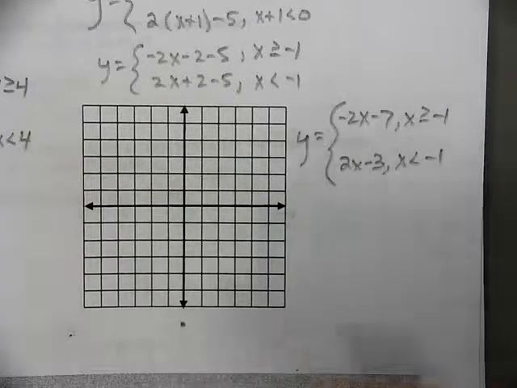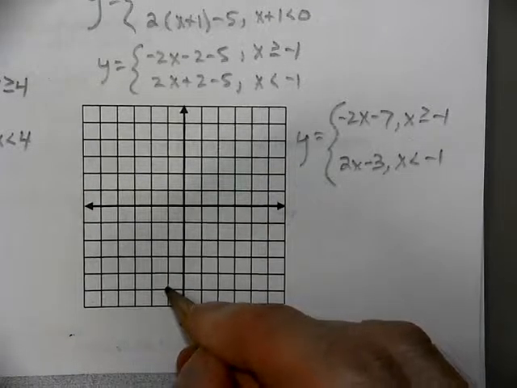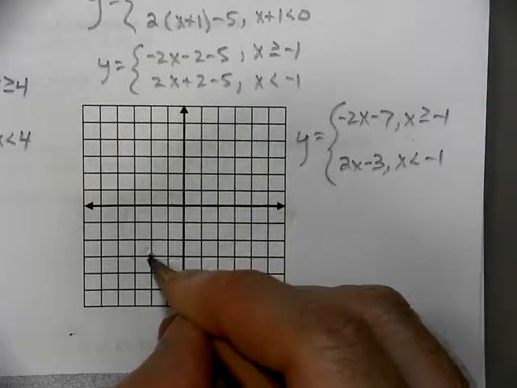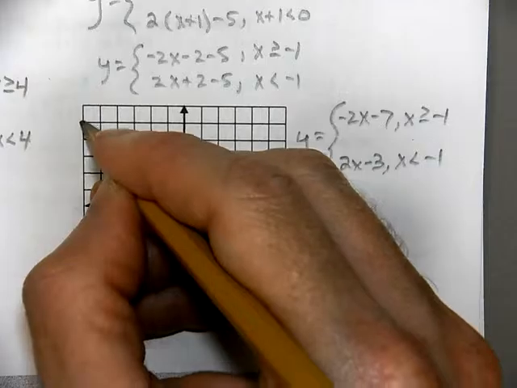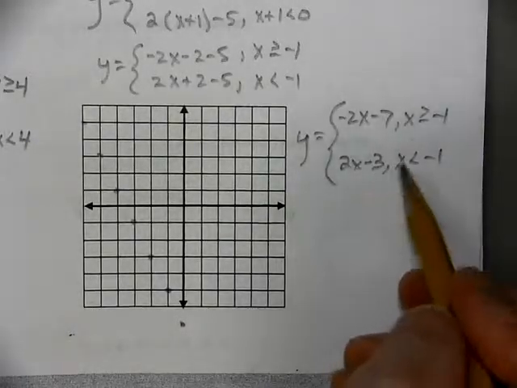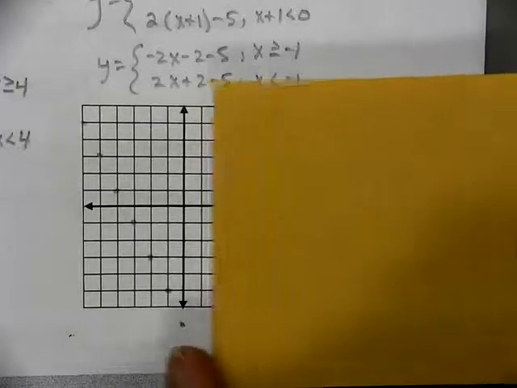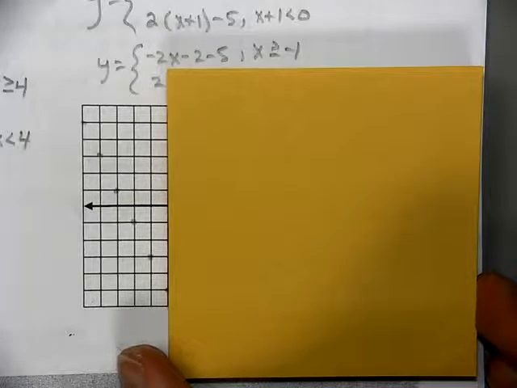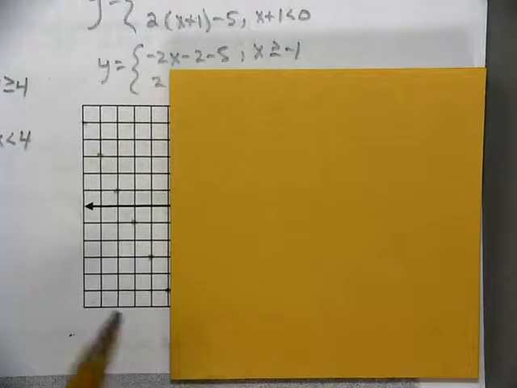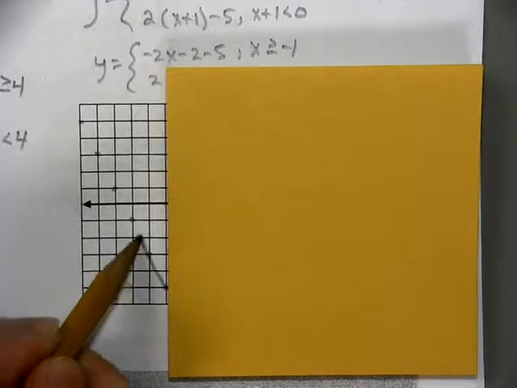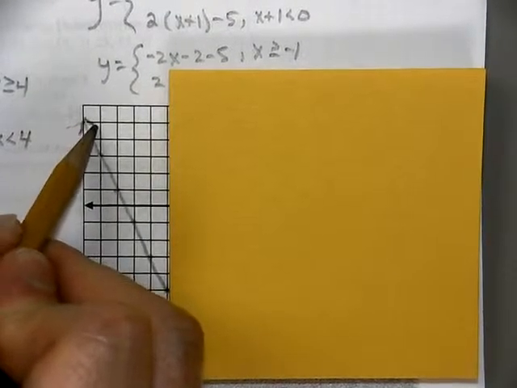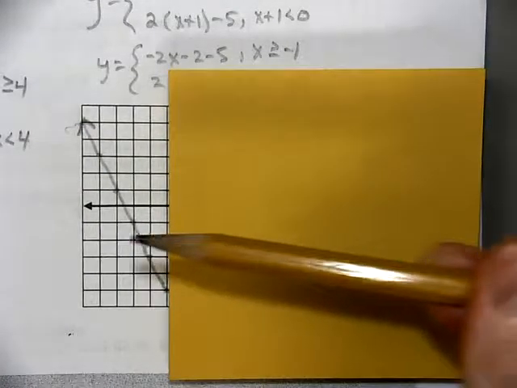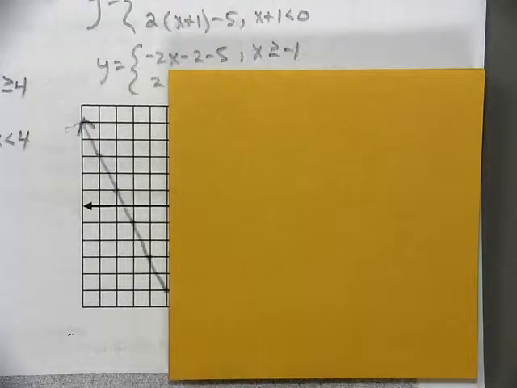Negative 7 is actually just off the chart. Then we're going to go up 2, backwards 1, up 2, backwards 1. And we're going to connect the dots that are less than negative 1. So there's my line that's negative 1. I'm going to connect the dots that are to the left of negative 1, less than x is negative 1.